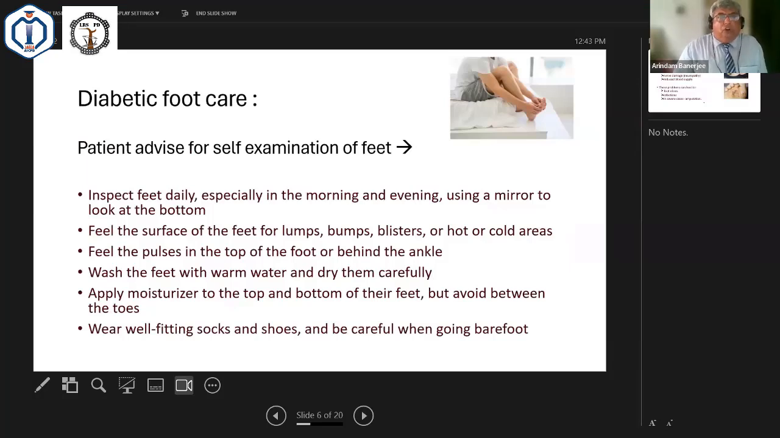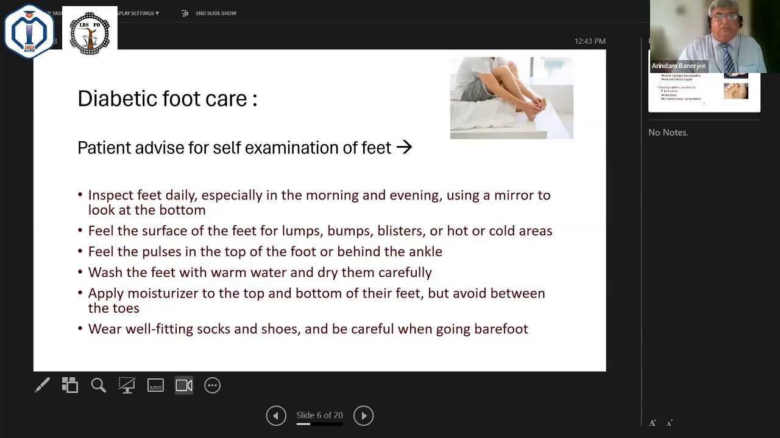Now, for diabetics, even before we start any kind of medical treatment, the patient should be involved in his or her care, just like ladies are advised to do self-examination of their breasts. Similarly, diabetics should be warned to look at their feet daily, especially in the evening or morning, and use a mirror to look at the bottom of the feet because, as I said, there is altered sensation. So they may have an ulcer, but they may not know that.